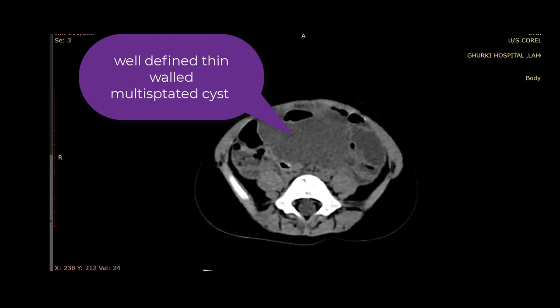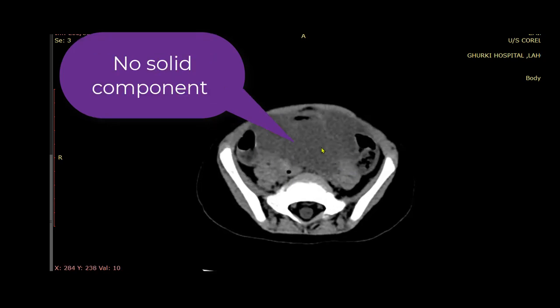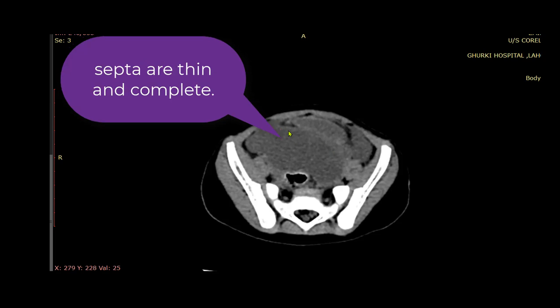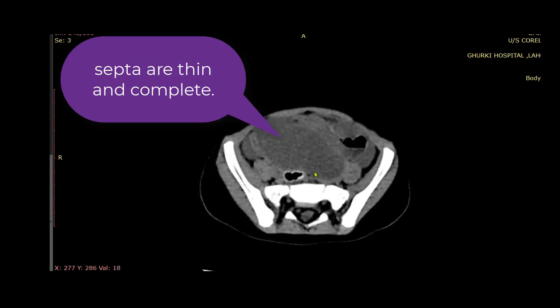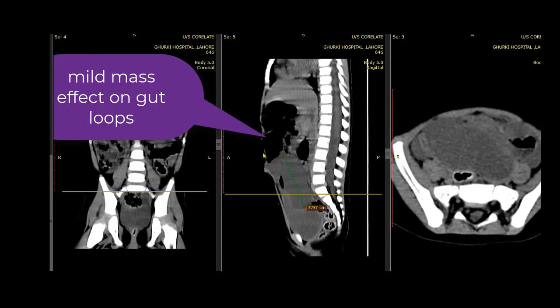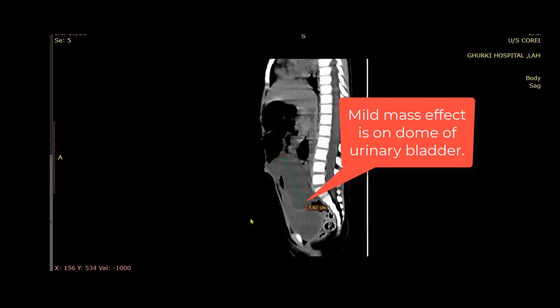It is in the lower abdomen and the upper pelvis. It measures 7x8x4 cm. There is no solid component in it. Overall septa are thin and complete. No invasion to surrounding structures. Mass effect is noted on small gut loops. Mild mass effect is noted on the dome of the U-bladder.